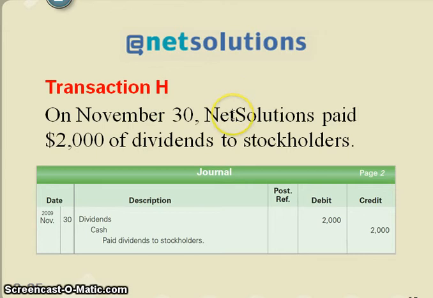November 30th, NetSolutions paid $2,000 of dividends to stockholders. Okay, well, as a business goes, you just know that $2,000 of your cash went out the door. So here's your credit to cash of $2,000. On the other side of things, dividends actually bring the value of your business down, in the sense that your business no longer has the $2,000 that it had before. So if you go to that owner's equity T account that I showed you in the beginning, dividends is on the left side because it's lowering the value of your business. It's on the minus. It's going to be a debit to dividends of $2,000.